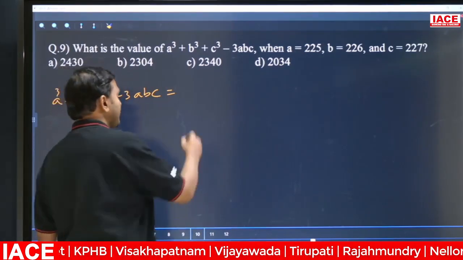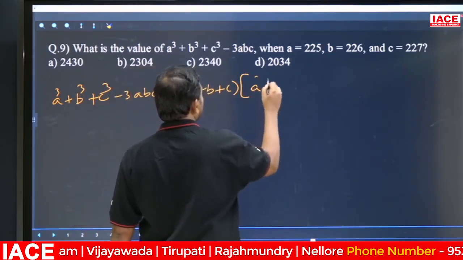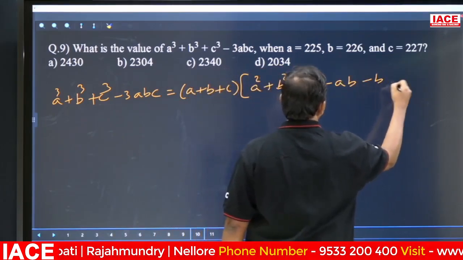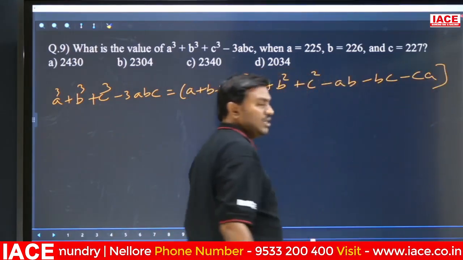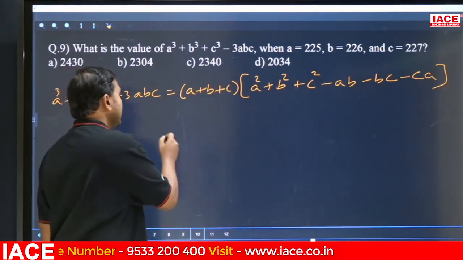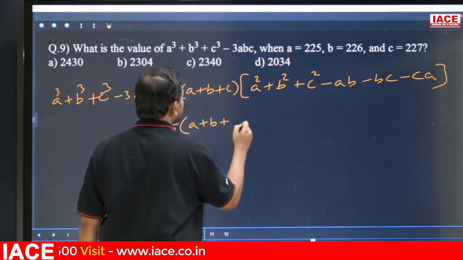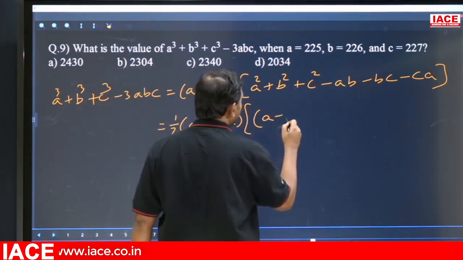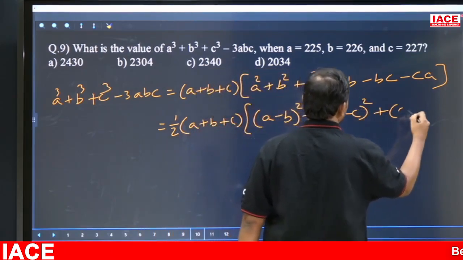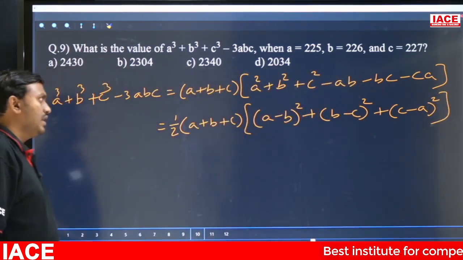What are the two formulas? First formula is A plus B plus C into A square plus B square plus C square minus AB minus BC minus CA. This is the first formula of A cube plus B cube plus C cube minus 3ABC. Second formula is, also we can write it as half of A plus B plus C of A minus B whole square plus B minus C whole square plus C minus A whole square. So this is the second formula.